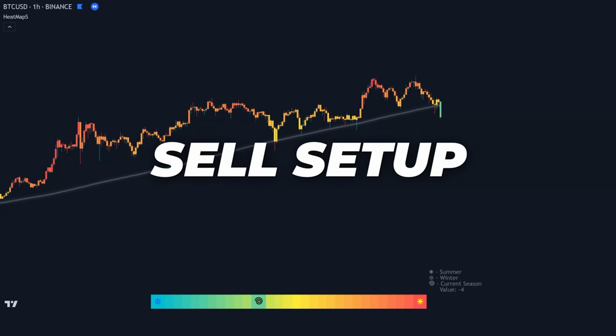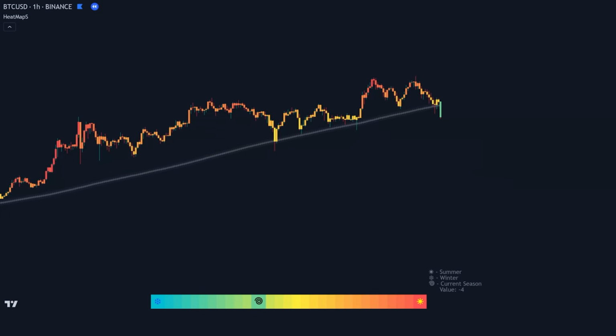Sell trade setup. The price is transitioning from the summer phase, indicated by warm colors on the heat map, to the winter phase, shown by cooler tones. This shift signals a loss of bullish momentum and the beginning of bearish sentiment.